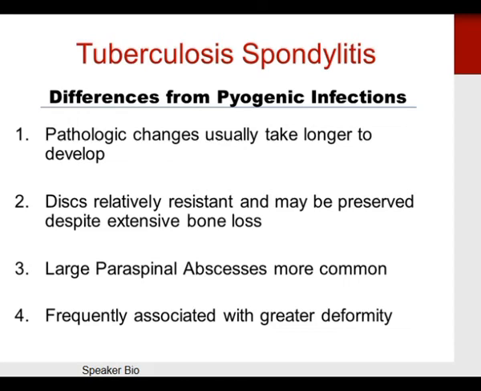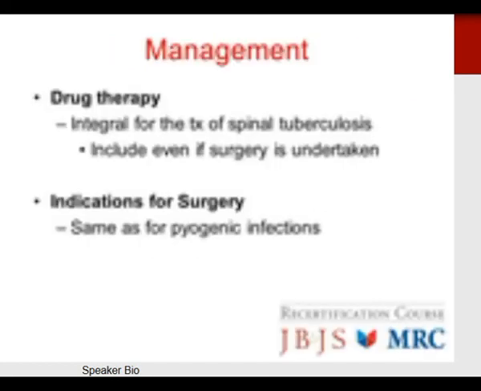Tuberculosis spondylitis should be differentiated from pyogenic infections. The pathologic changes usually take a little longer to develop. The disc space is relatively resistant. In pyogenic infections, they start at the disc space. In tuberculosis infections, they preserve the disc space. There's usually more extensive bone loss. There's usually a larger paraspinous abscess, and frequently these result in greater deformity than pyogenic infections.